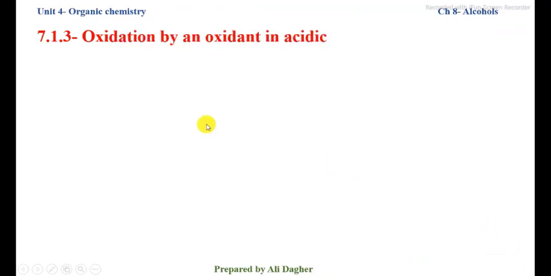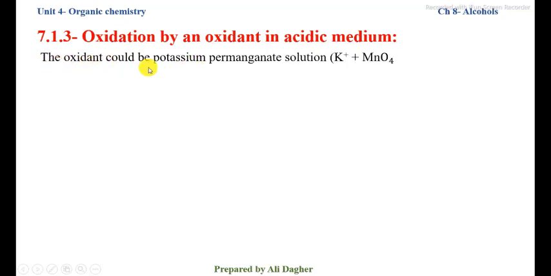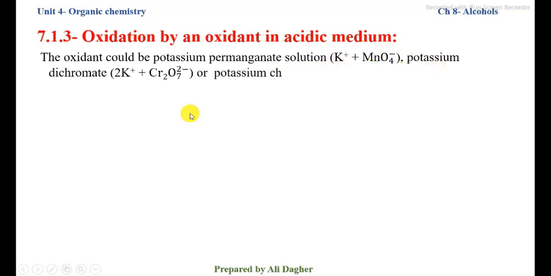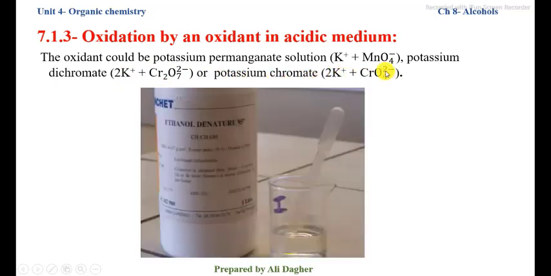Now, oxidation by an oxidant in acidic medium. The oxidant could be potassium permanganate solution K+ MnO4-, potassium dichromate 2K+ Cr2O7 2-, or potassium chromate 2K+ CrO4 2-. This video shows the oxidation of primary, secondary, and tertiary alcohols by potassium permanganate in acidic medium.